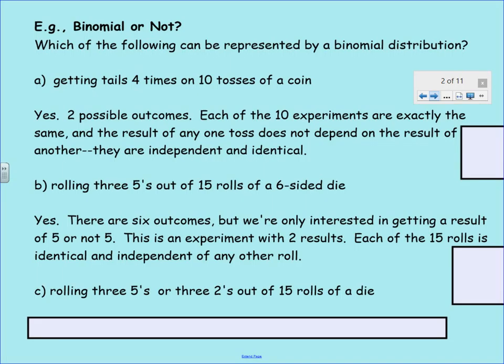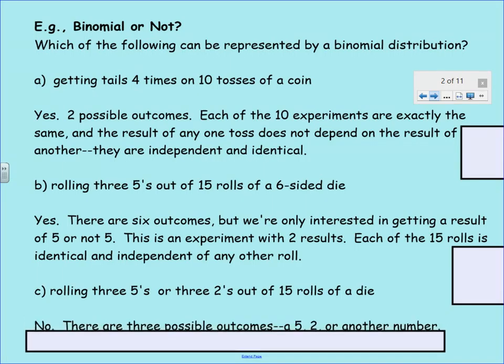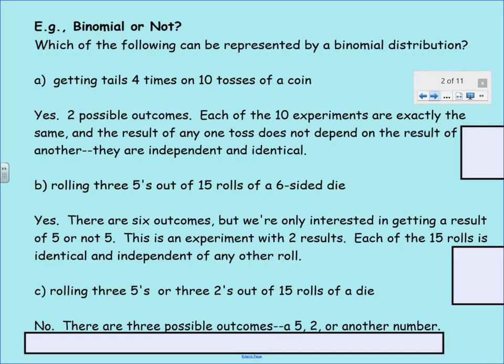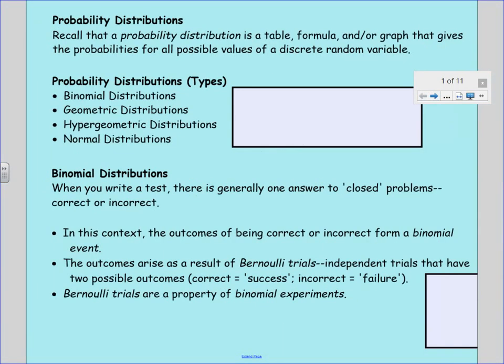And last but not least, rolling 3 5s or 3 2s, that one is a clear case of no, as there are 3 possible outcomes: 5, 2, or some other number. So looking back, you can see that it is not a binomial event, as there are 3 particular outcomes. So we can't define success and failure on the basis of having those 3 outcomes. That's really important.